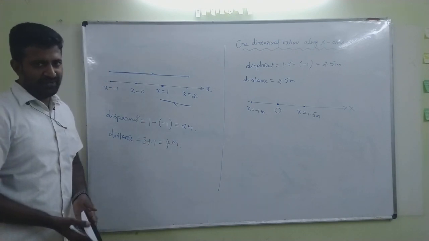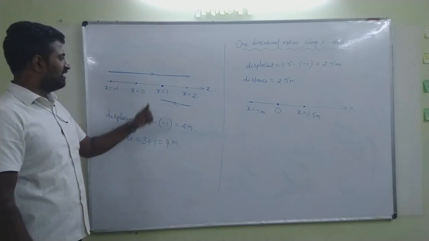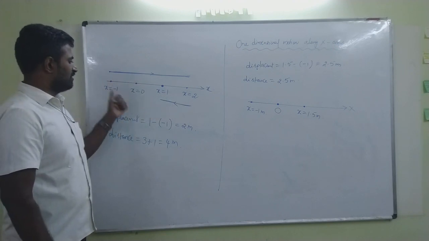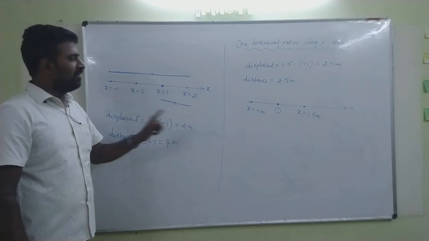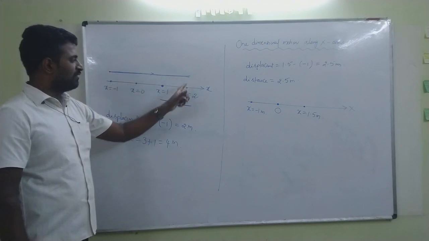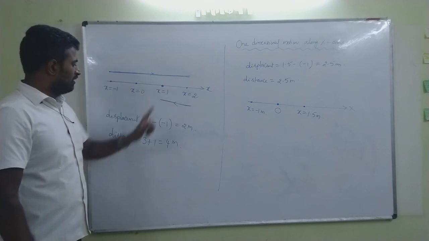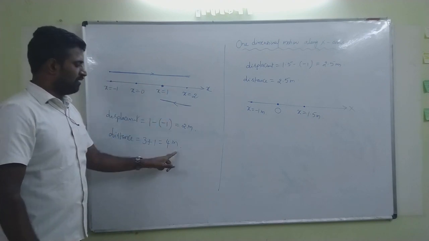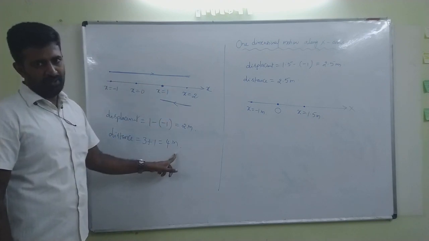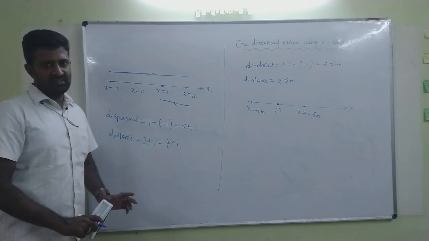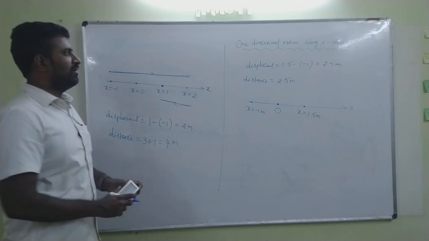Have you understood the difference? In case of displacement, we need to take up the difference between final position and initial position. How much it will be? 2 meter. Whereas in case of distance, you need to take up total path length. Total path length will be equal to 3 meter plus 1 meter, which will be equal to 4 meter. Understanding the difference between displacement and distance is very, very important.